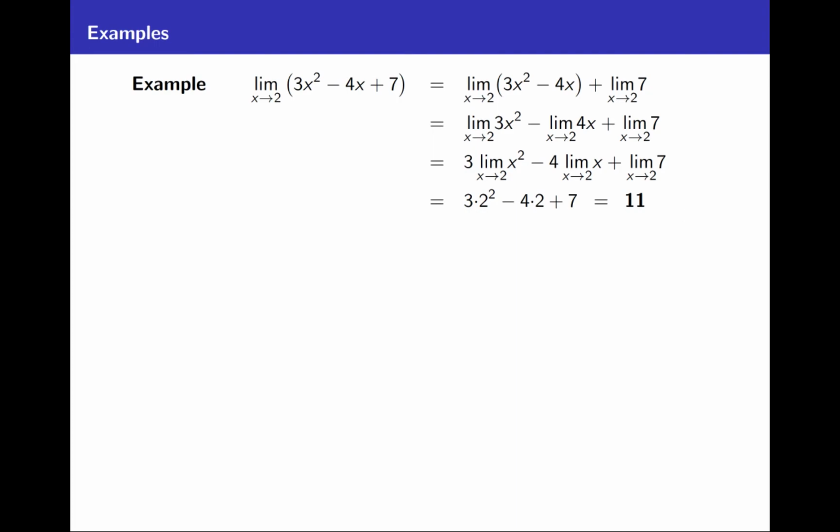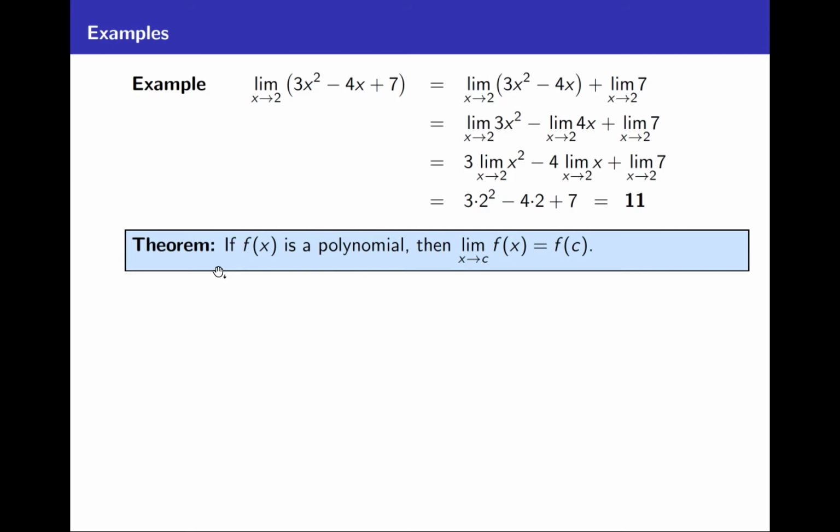In fact, when you are reasoning things out like this, you can see that if you had a polynomial like this one, and you're working out the limit as x approaches 2 of that polynomial, you could just plug in 2 to that polynomial. And you get that with these limit laws. And we're going to go ahead and record that. If, as in this problem, f of x is a polynomial, then the limit as x approaches c of f of x just equals f of c.